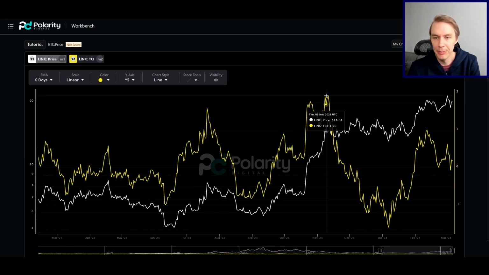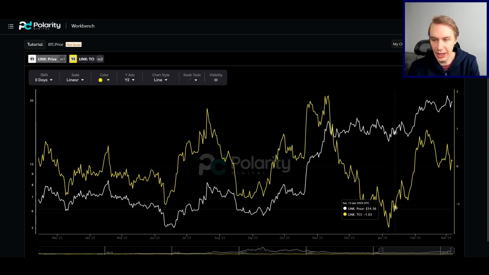that corresponded with this big move up in price. But then going through here, and I was talking about this very vocally at the time, TCI was falling off a cliff, suggesting that this trend here was either over or going to be very weak, would have to wait. But then we saw this reversal again on the TCI, started moving up, and then price followed.